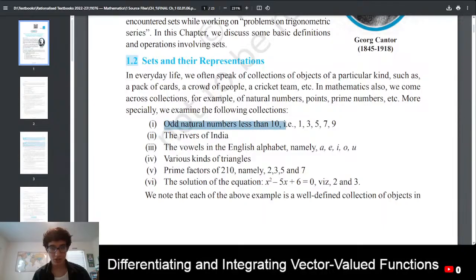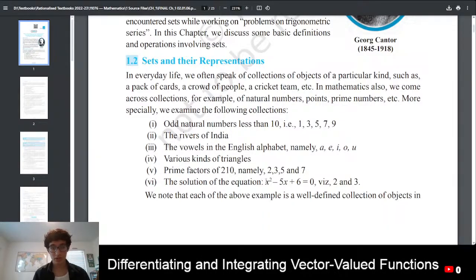So odd natural numbers less than 10, so that will be 1, 3, 5, 7, and 9. The rivers of India, right? It's a list of different elements. The vowels in the English alphabet, so these ones, some people say Y is also a vowel. Various kinds of triangles like isosceles, scalene, equilateral. The prime factors of 210, so that's just 2, 3, 5, and 7.